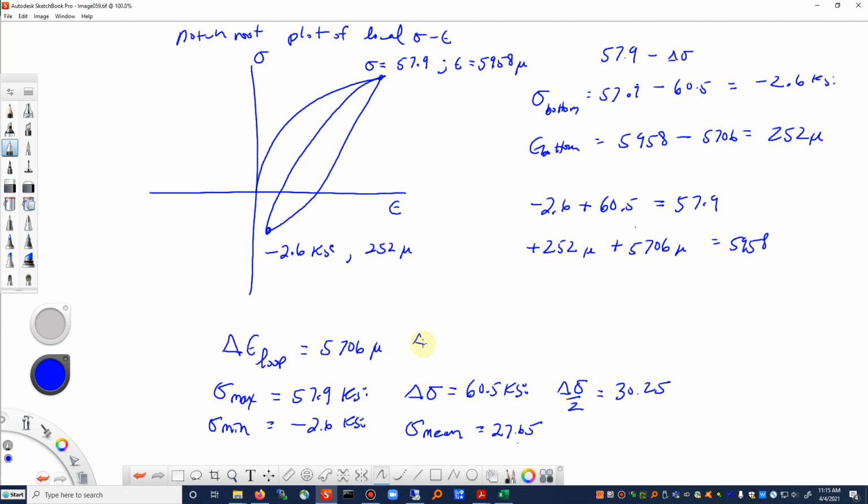And while we're here, we might as well calculate our strain amplitude. That'd be 5706 divided by 2, 2853 microstrain. All right, so with that information, I should have enough to be able to use my different mean stress sensitive damage parameters. And for that, I'm going to set up either another spreadsheet, or I'll use this spreadsheet that I have to do a little bit more work. Let me pause the video and I'll do that.